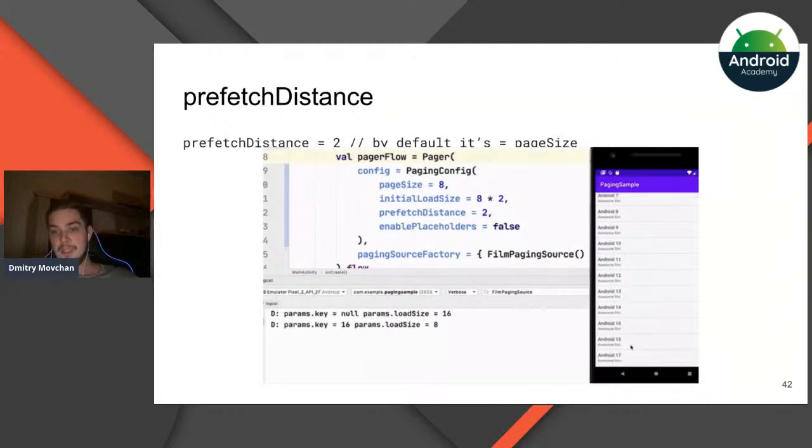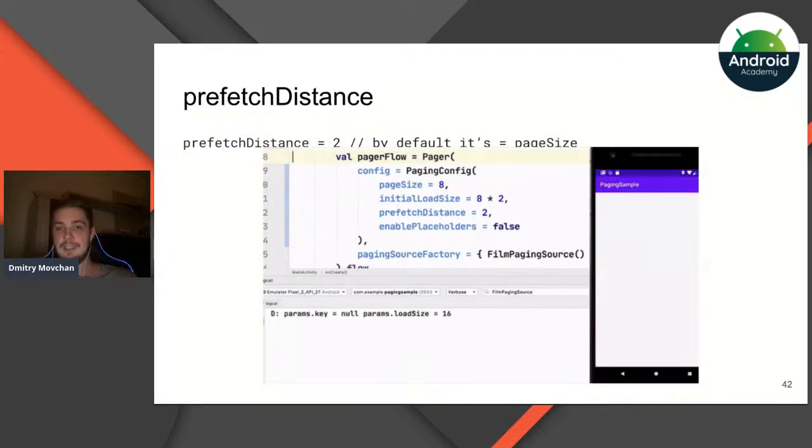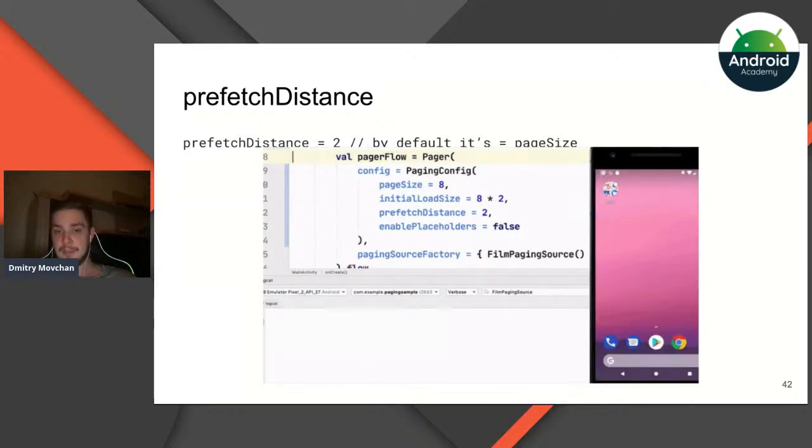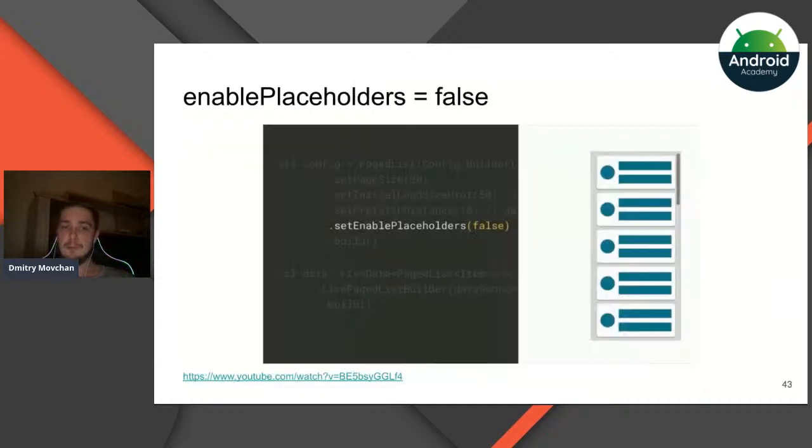So what do we have here in this GIF? We have page size 8. Initial load size will be 8 multiplied by 2, so we're loading 16 items at the start. Then when we reach our 14th element, because prefetch distance is 2 items, we will load a new page size from your paging source. Okay, moving on.